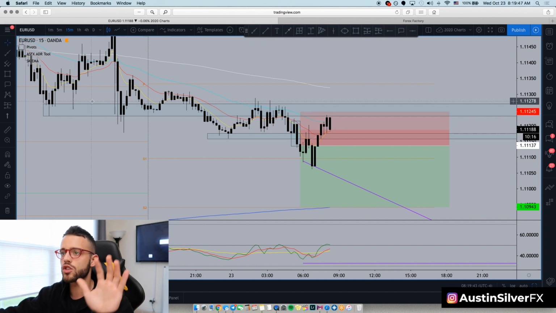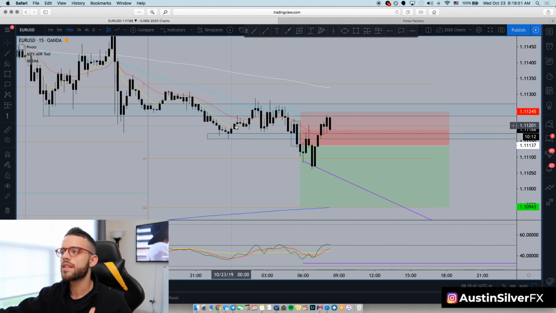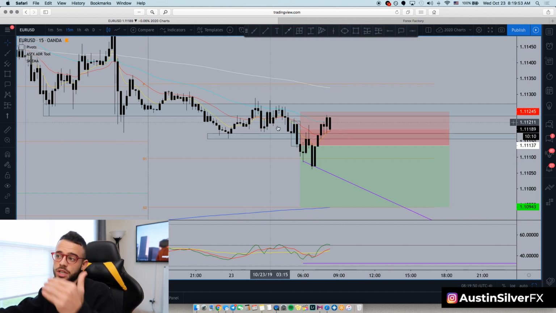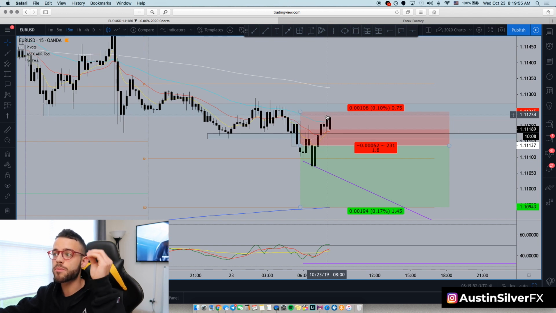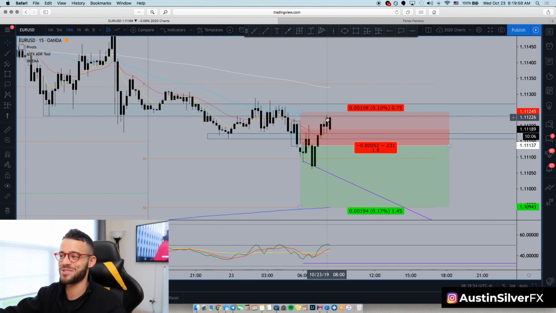But you can see the zone was kind of set, tested here at the end of the day, and then broken during the Asian session. Retested again from Asian session into the London session, and now to the T, the price came back to the T, right there to the bottom of the zone.